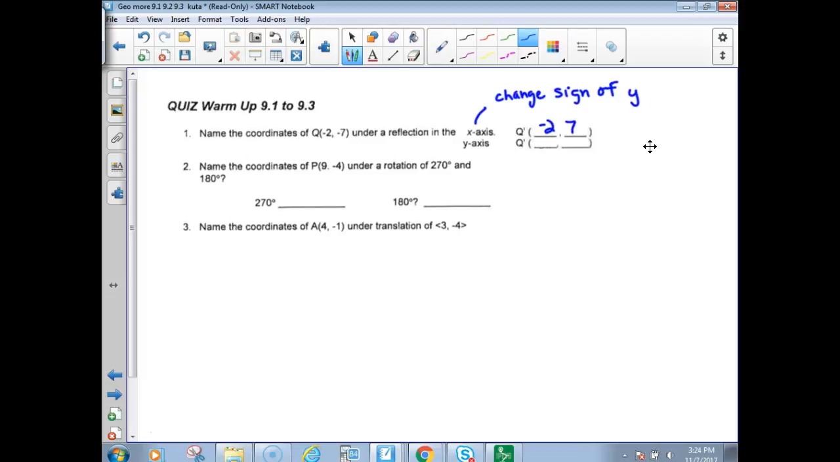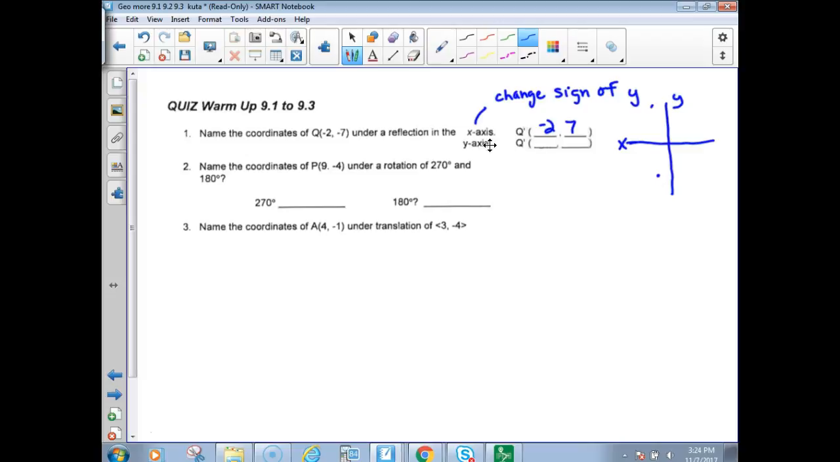If you're ever just not sure, you could actually draw yourself a little grid. This is your x and y. If you were at -2, -7, you'd be down there, and you could just think about it. I got to flop over the x-axis, so that's going to change the y value.